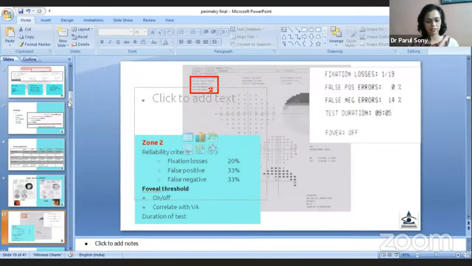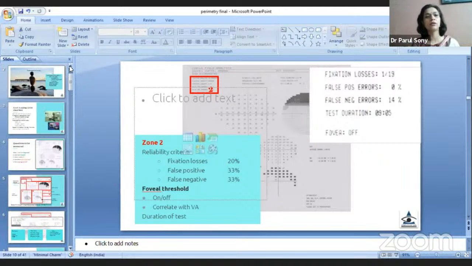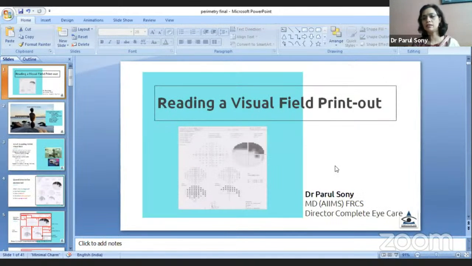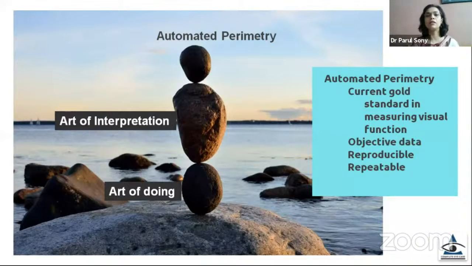After listening about the IOL power calculation and the toric calculation, let's now jump to glaucoma, and I will be talking about how we read a glaucoma printout. I think all of you would agree that automated perimetry is currently the gold standard for diagnosing visual field defects, and it is one of the very important tests in glaucoma diagnosis.